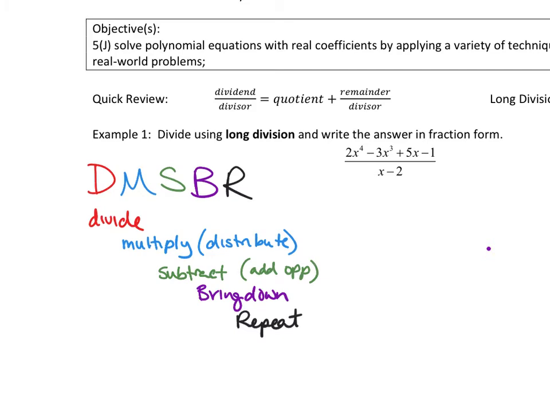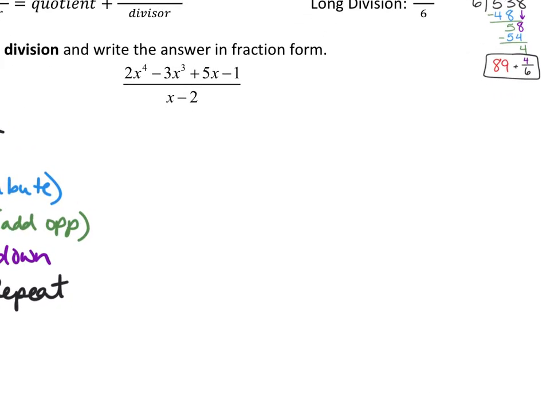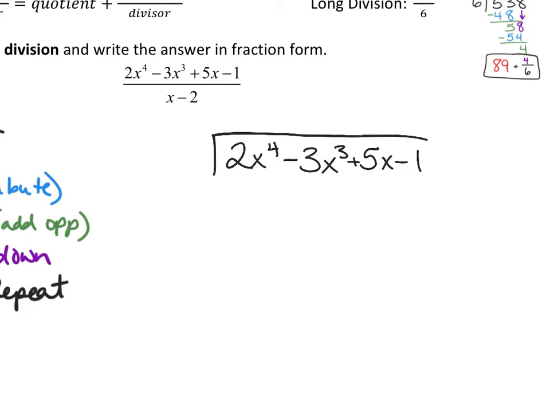Now we can do long division with polynomials. Does that sound like something we've done before? Maybe like once in Algebra 2 you did long division. So here we go. Long division for polynomials. We're going to take the dividend, which is the bigger part, or the numerator, and put it inside the little house. This will be 2x to the 4th minus 3x cubed plus 5x minus 1. And we are going to divide it by x minus 2.